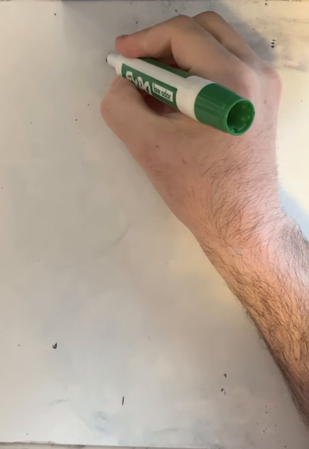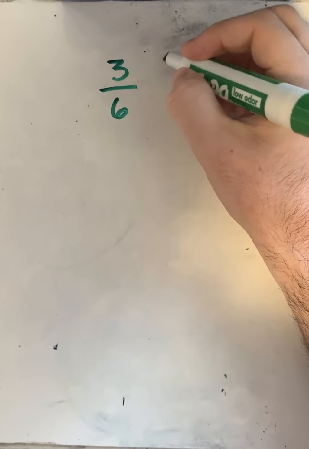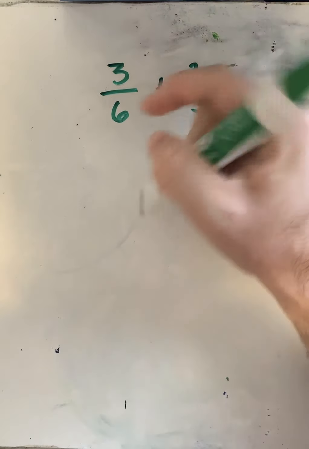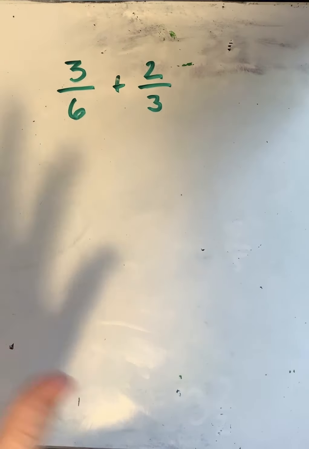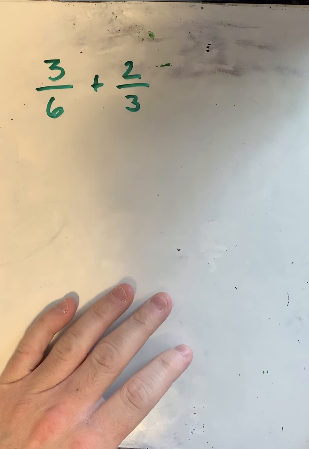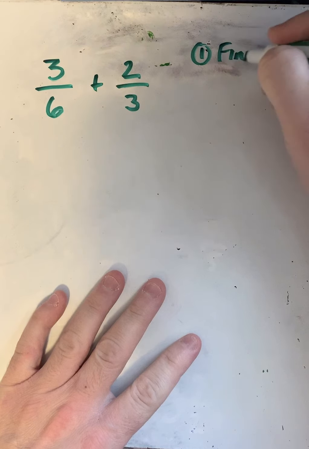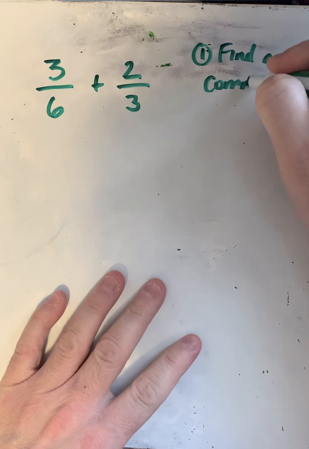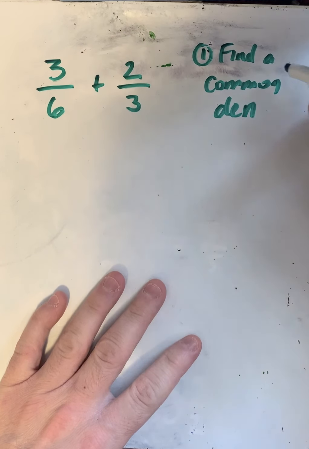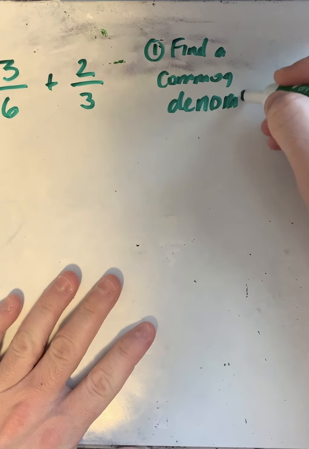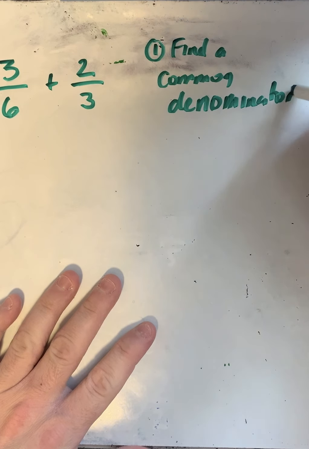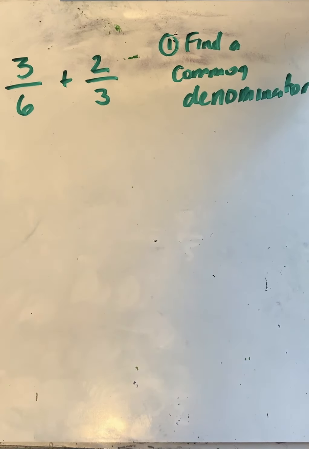Okay, so if we can take our steps through this whole process, we'll start with this. Let's say I have the fraction 3/6 plus 2/3, and I know that 3/6 could be reduced even further, but for the sake of right now, we're just going to say this. So when adding, the first step is we need to find a common denominator. Okay, so if I go back to this, I've got to find a common denominator.